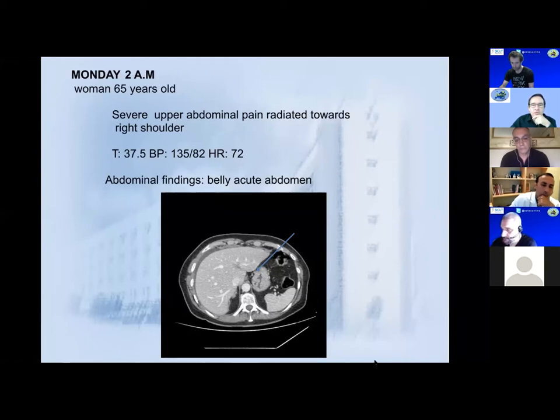And the final question for this session, you decide to operate. It's 2 a.m. How long would it usually take to get the patient to theatre and make the first incision in your hospital? Is it less than 30 minutes, 30 minutes to 1 hour, 1 to 2 hours, or more than 2 hours?